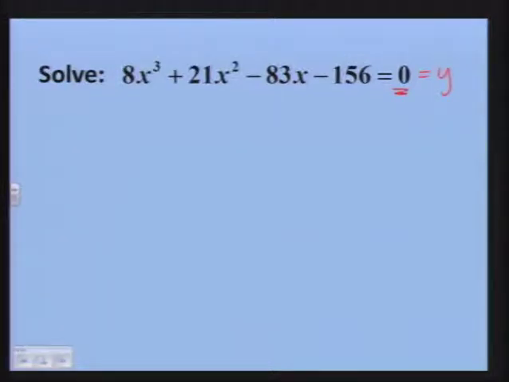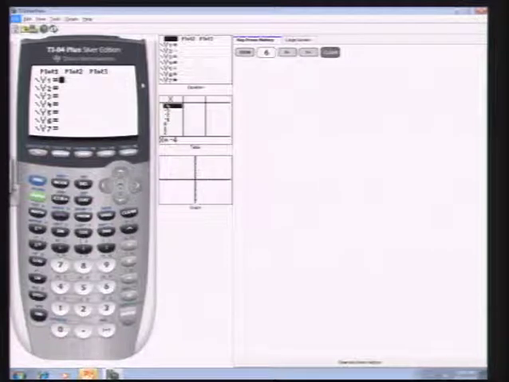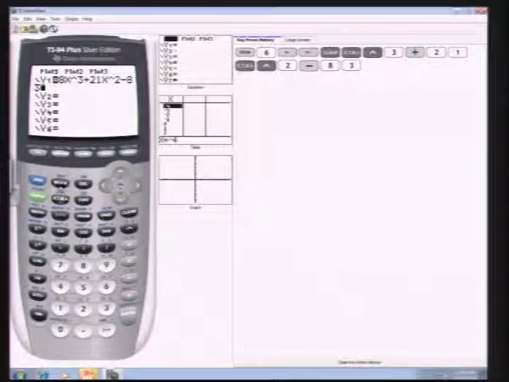So let's put it on our calculator here, and we will type in the polynomial, which is 8x to the third power plus 21x to the second power minus 83x minus 156. And we'll see if this helps us get started.